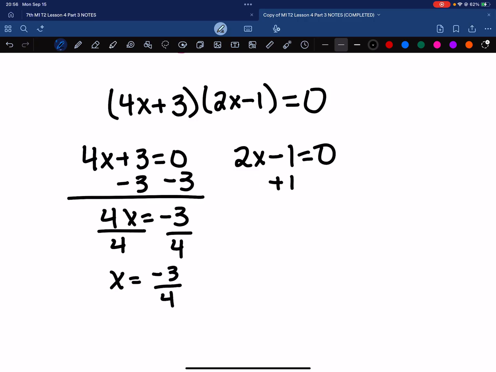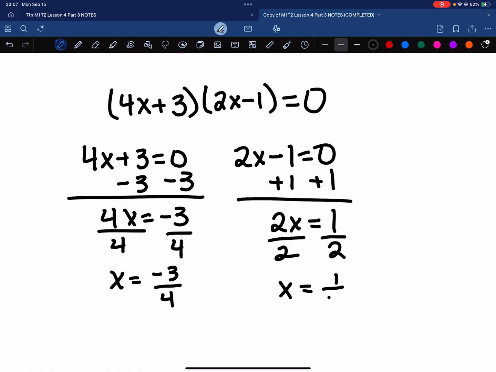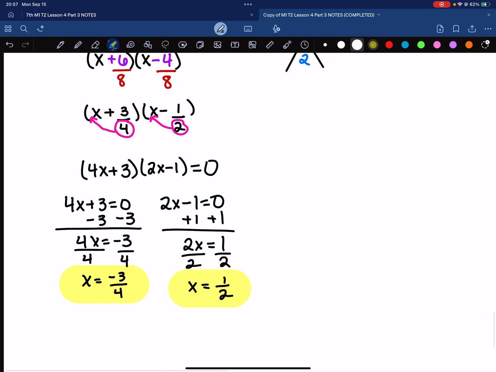Here we plus 1 plus 1. 2x is equal to 1. Divide both sides by 2. X is equal to 1/2. So there would be your 2 x-intercepts for this.